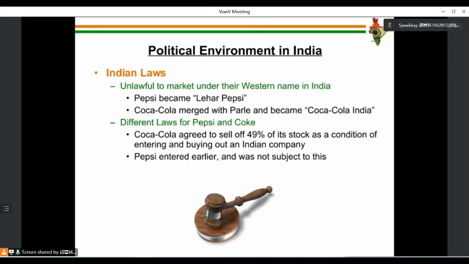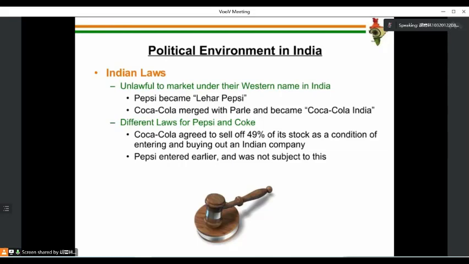This is similar, and different laws started to be implemented for Pepsi and Coke. Coca-Cola agreed at first to sell about 49% of its shareholding as a condition of being able to enter the Indian market and buy out the domestic company in India.